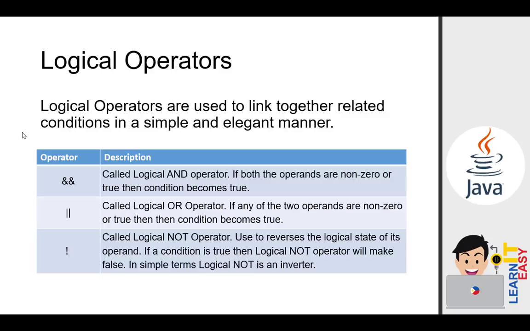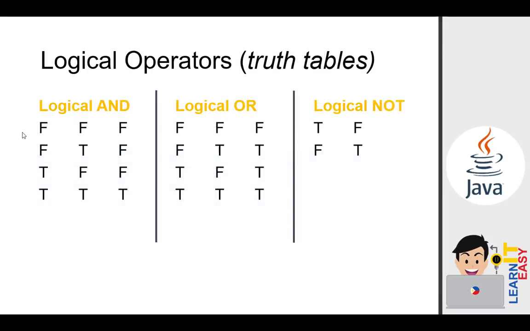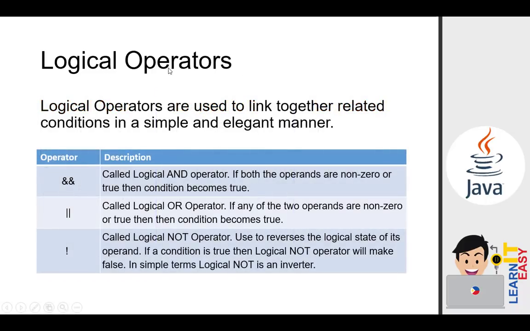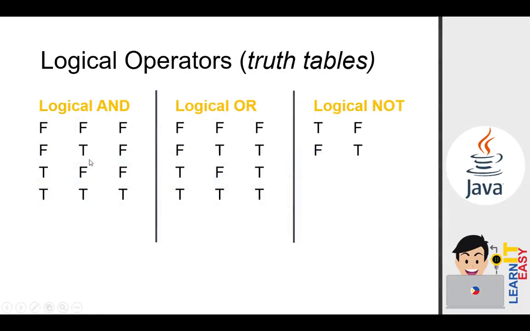So, mas madali pag in-explain natin sila gamit ang truth table. So, we have this truth table. Again, bago ko pala explain yung truth table, ginagamit natin ang logical operators to link together related condition. Kapag marami tayong sineset na conditions para mapagsama-sama natin sila, gagamit tayo ng either and o kaya or. So, we have this truth table. So, the logical and, the logical or, and the logical not.